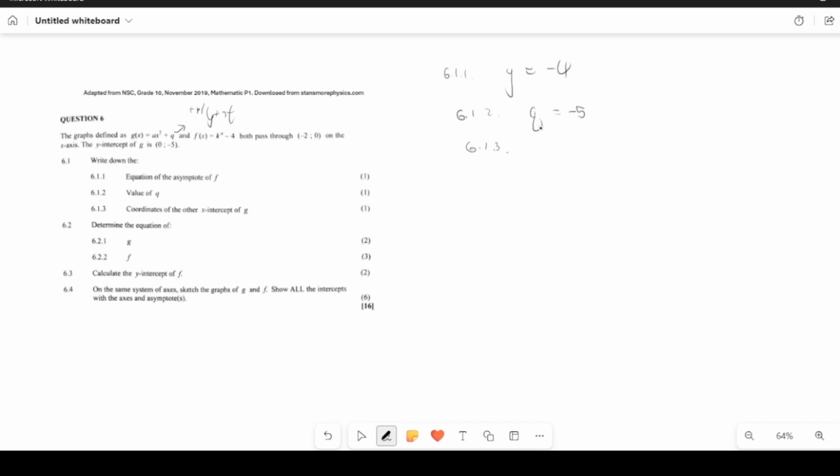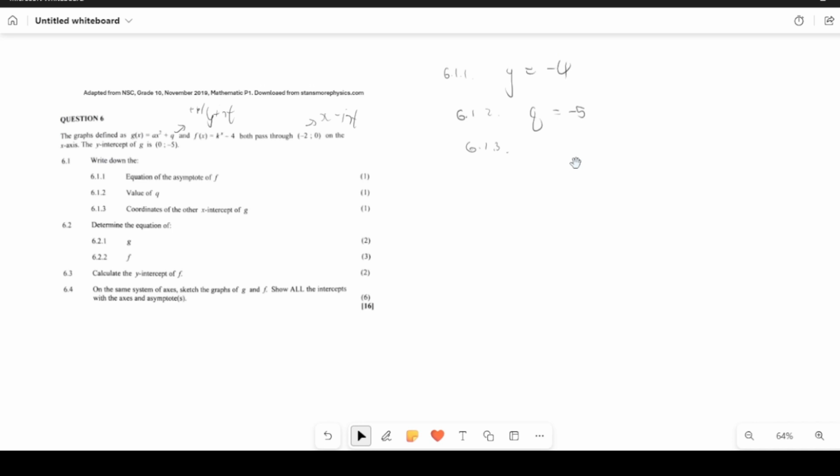Now the coordinates of the other x-intercept of g. So how are we going to do that? What we are given here is that if we just do a rough sketch, we say that both the graphs pass through this point, and this point here is the x-intercept.